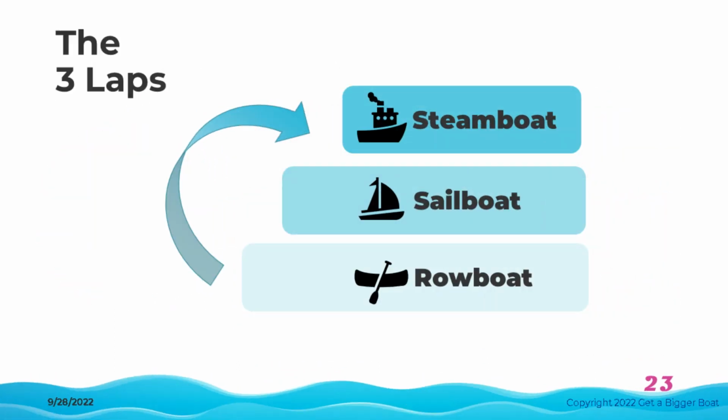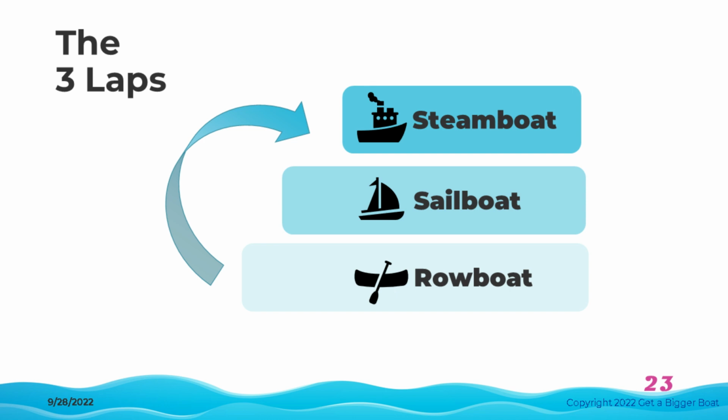In the Organized Business Startup System, there are 3 laps that you go through as you move from starting up to having a fully realized brand: rowboat, sailboat, and steamboat. In this system, there is a separate program for each lap. The rowboat lap is the beginner program. The sailboat lap is the intermediate program. The steamboat lap is the advanced program. Each lap has 6 steps that you go through in order. We will discuss these steps in the next lesson.